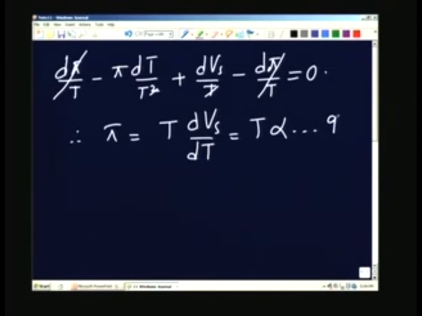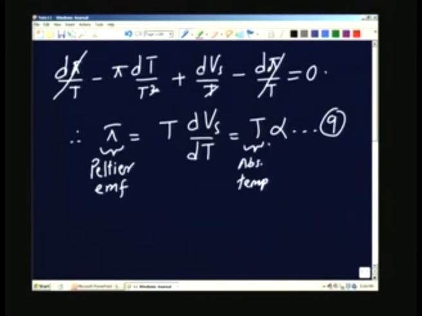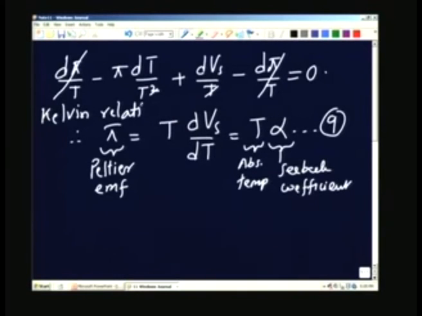I think this is equation number 9. That means that the Peltier coefficient or Peltier EMF is the product of the absolute temperature multiplied by the Seebeck coefficient. This is called Kelvin relation number 1. These are derived by Kelvin, and therefore, the name has come.